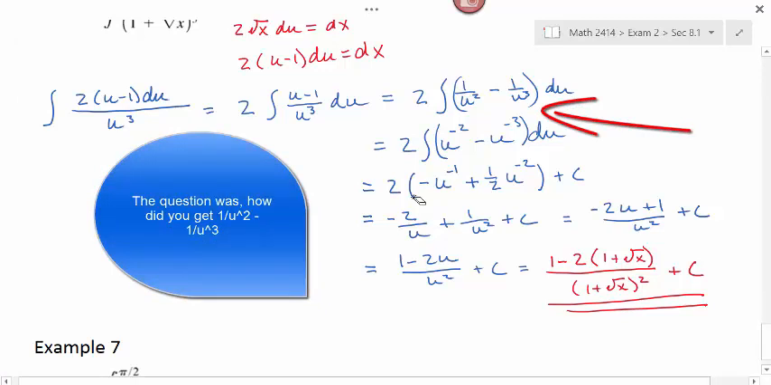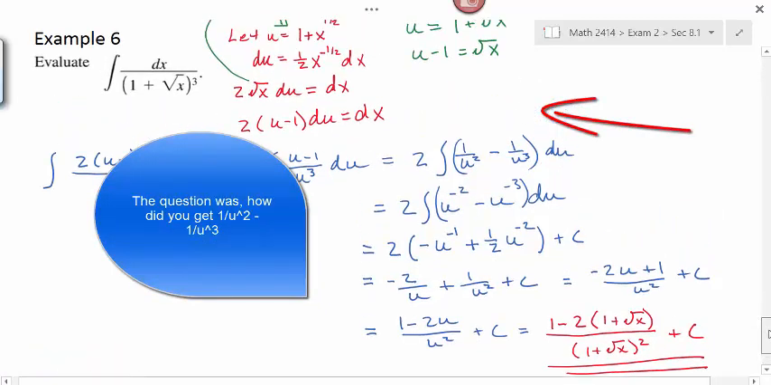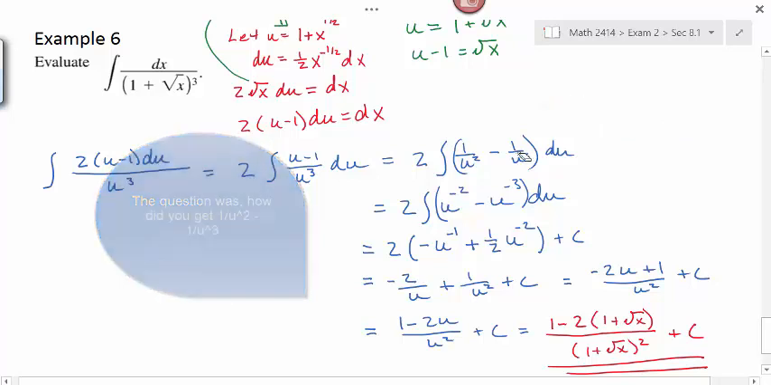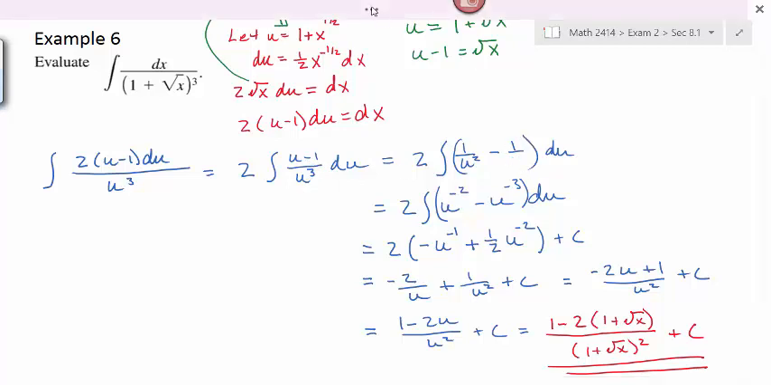Yes, sir. Just at the very top, why did you do 1 over u squared minus 1 over u? What I did was I distributed this denominator. u cancels with the u cubed, giving me u squared in the denominator, and that doesn't reduce, it's just 1 over u cubed. It doesn't really look like a u cubed when you look at it like that. Let me rewrite that. That better?